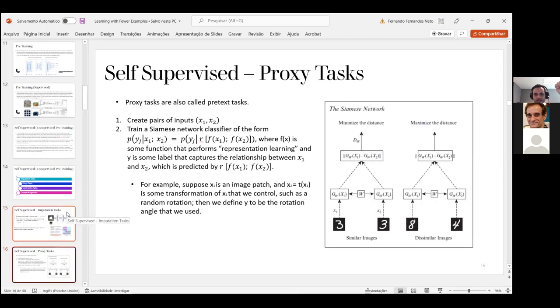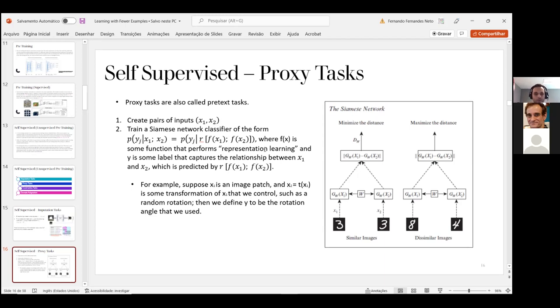In terms of proxy tasks, which are also called pretext tasks, basically first we create pairs of inputs, right? And then we try to train a network classifier of this form, right? P of y given x1 and x2, where f here is some function that performs representation learning, and y is some label that captures the relationship between x1 and x2, which is predicted by f of x1 and f of x2.